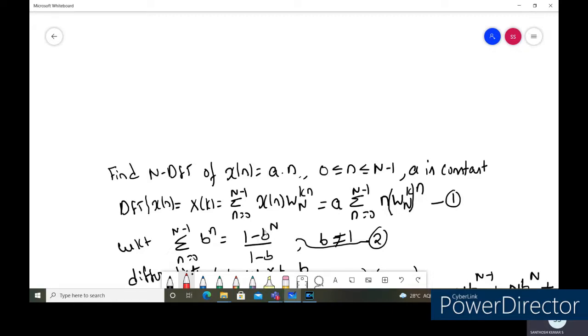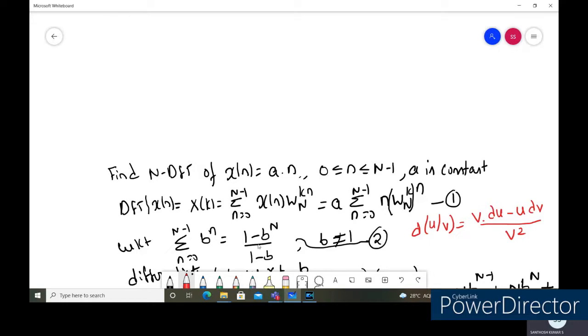To differentiate this, it is in terms of the u by v form. The differentiation of u by v is nothing but v into the differentiation of u, minus u into the differentiation of v, and this whole thing divided by v square. So we are going to differentiate this using the u by v formula.